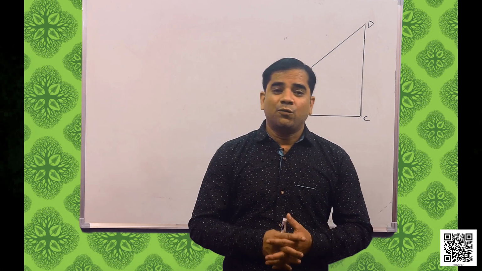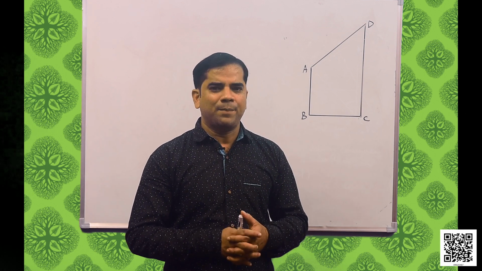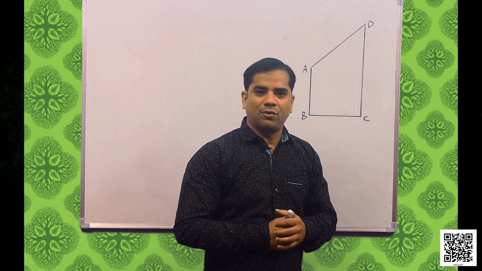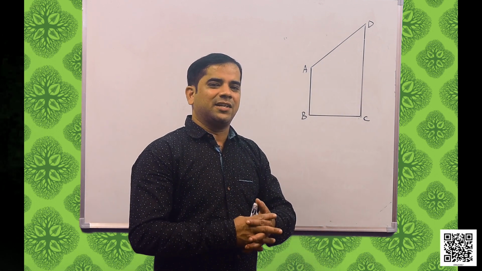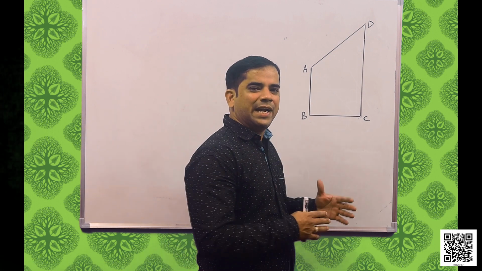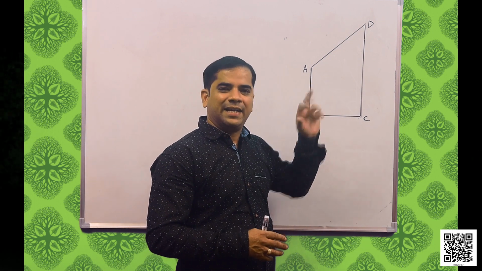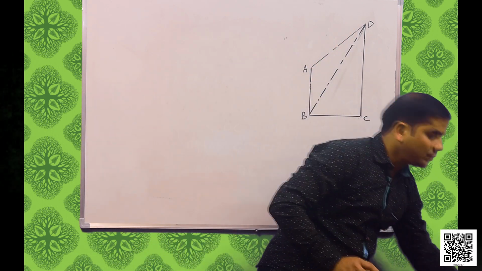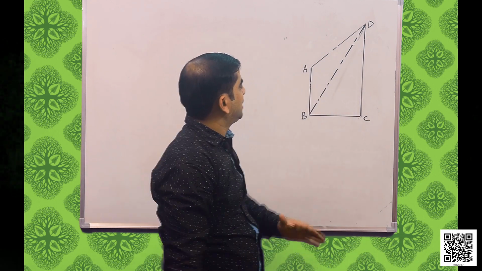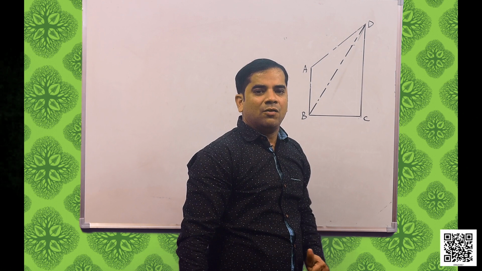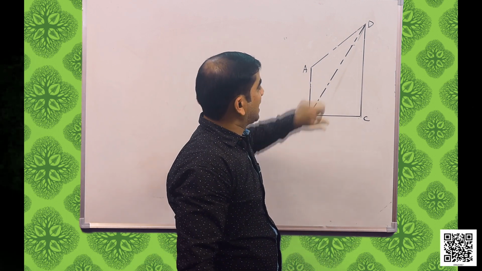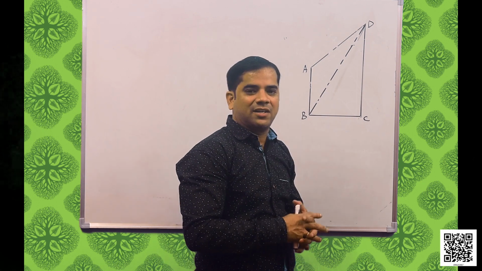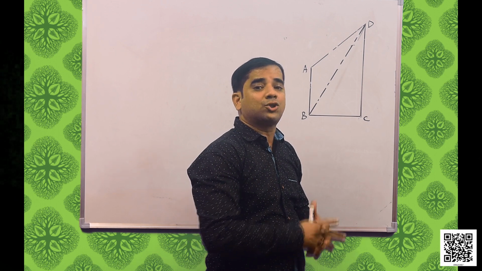For the solution, we need to do a bit of construction. What we have to do? We need to join B and D. Why am I joining? You can clearly understand ahead. So, let me join. Students, you can clearly see that by joining B and D, we are left with two triangles, ABD and BCD. So, we will utilize these triangles to come to the solution.